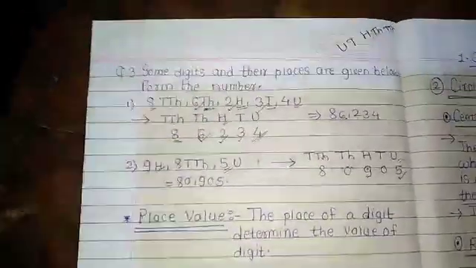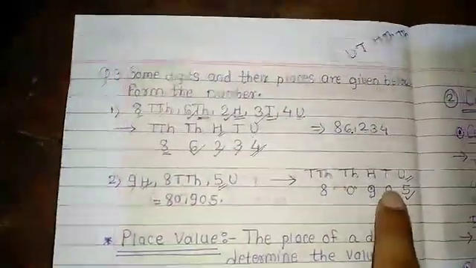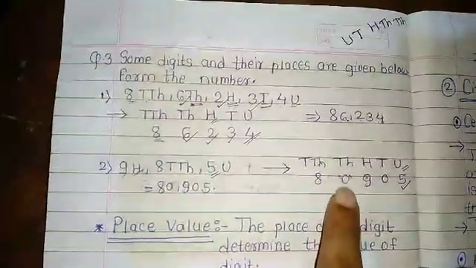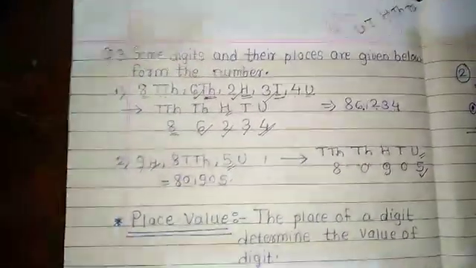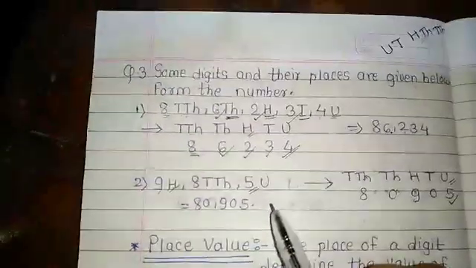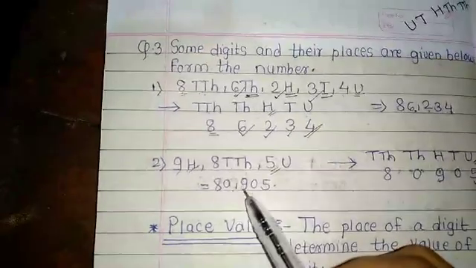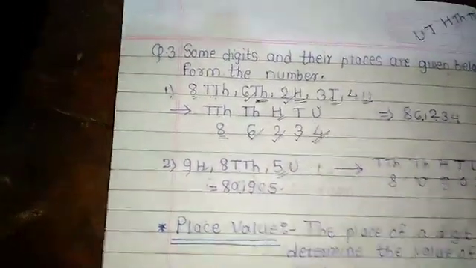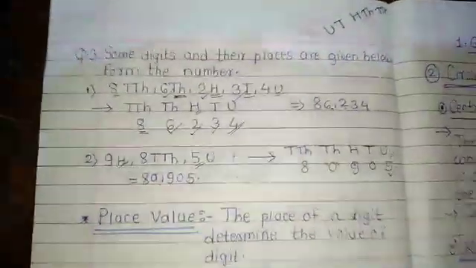The 1000 and 10 places are absent, so we are putting 0 on those places. So what is the total number formed by these given places? 80,905. If the places are absent, we have to put 0.